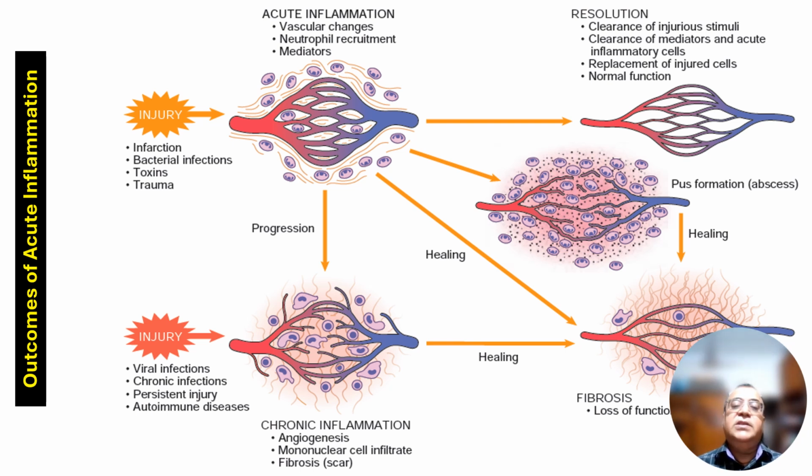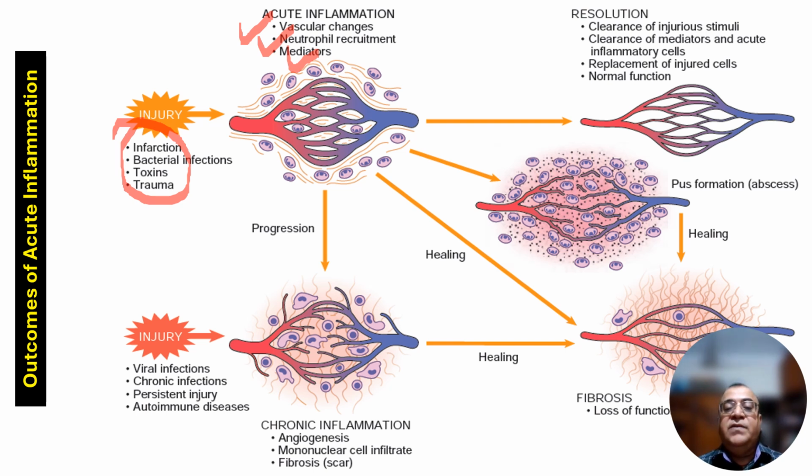There is diversity in the outcome of the acute inflammation, and there are many factors in the host as well as the nature of the inflammatory response that determine the outcome. So if the injury that is the cause of this inflammation is infarction, bacterial infection, toxins or trauma, there will be acute inflammation that is marked by vascular changes and recruitment of neutrophils in the presence of many mediators.